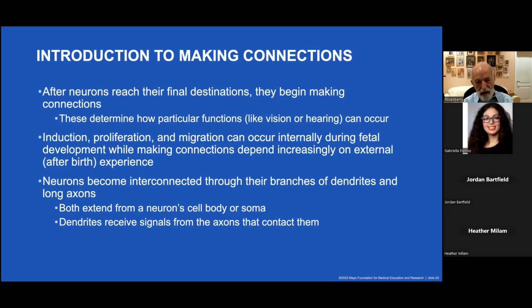Neurons become integrated through their branches of dendrites and long axons. And all of this architecture is being determined without any sensory input. That's important to know. Next slide.